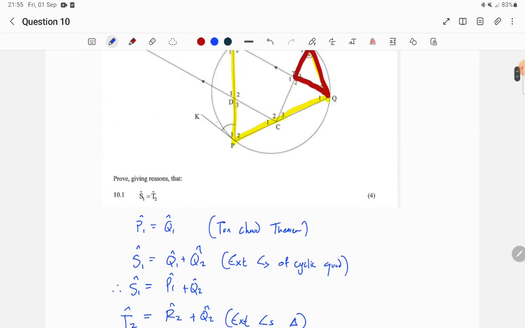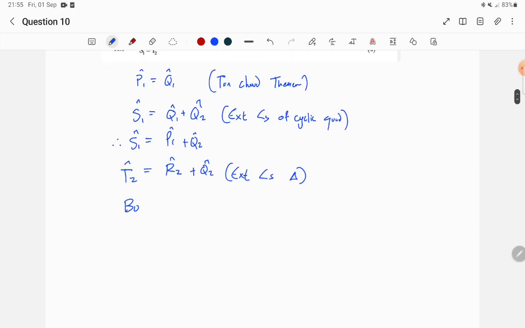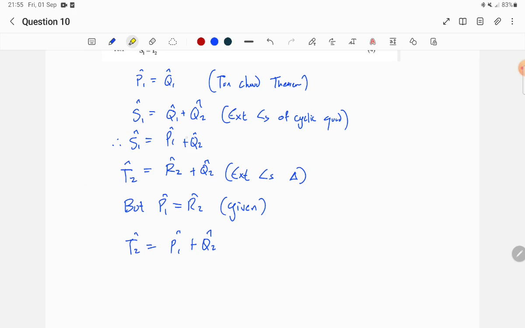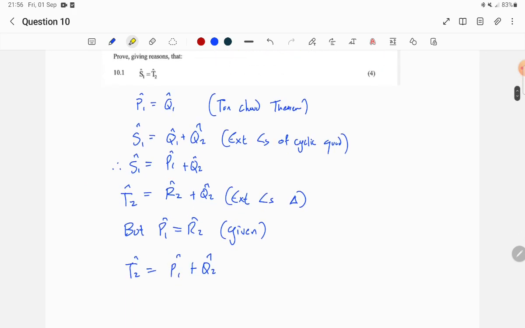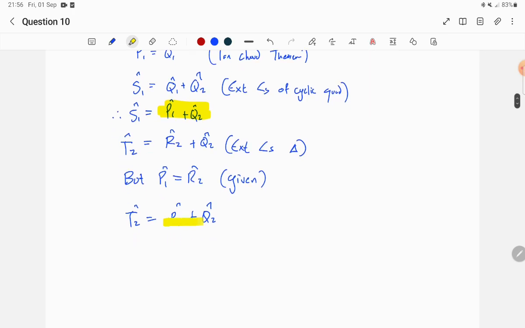But they already tell us that P1 is equal to R2, which is given. So if we sub that back in there, we can say T2 is equal to P1 plus Q2. And since they both equal the exact same thing, we said that S1 is equal to P1 plus Q2, and then thereafter we proved that T2 is also equal to P1 plus Q2.